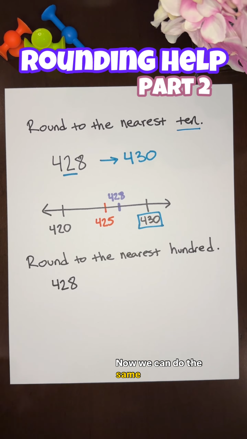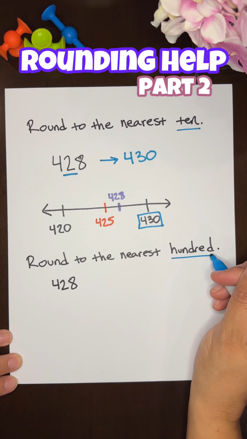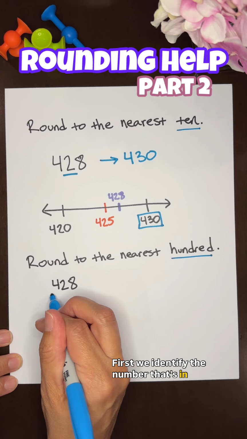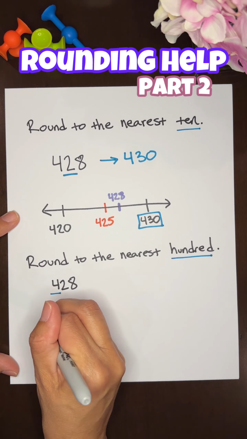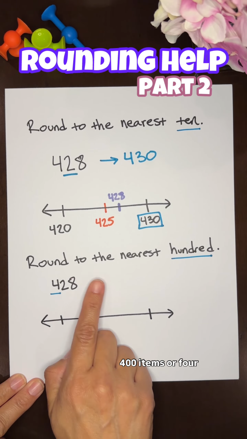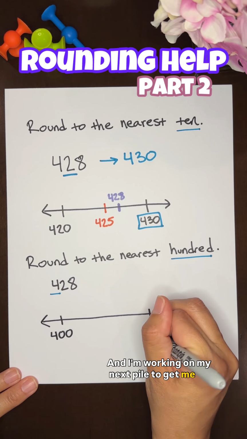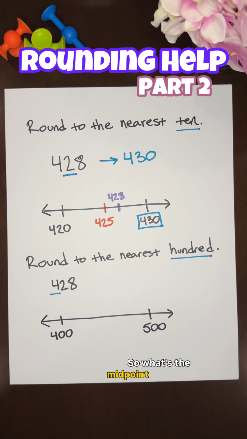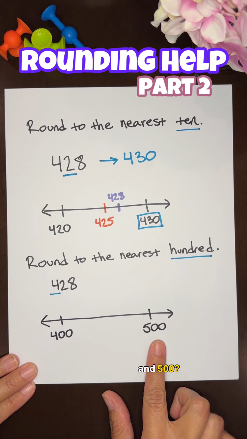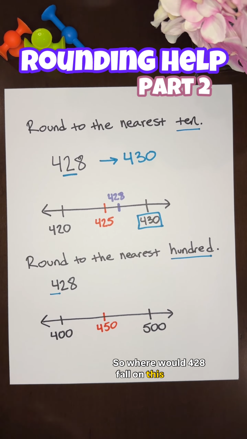Now, we can do the same problem, but let's round it to the nearest 100 instead of the nearest 10. First, we identify the number that's in the hundreds place, 4. So I can think of that as having 400 items or 4 complete piles of 100. And I'm working on my next pile to get me up to 500. So what's the midpoint between 400 and 500? It's 450. So where would 428 fall on this number line?